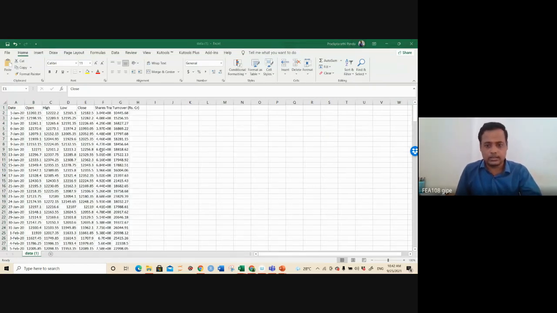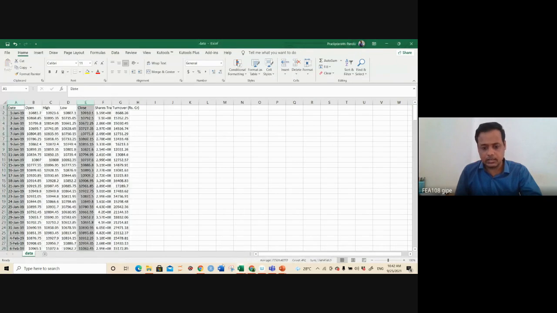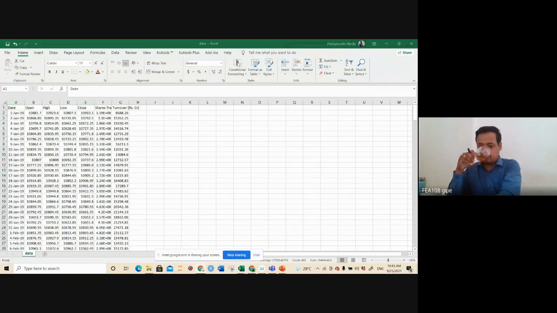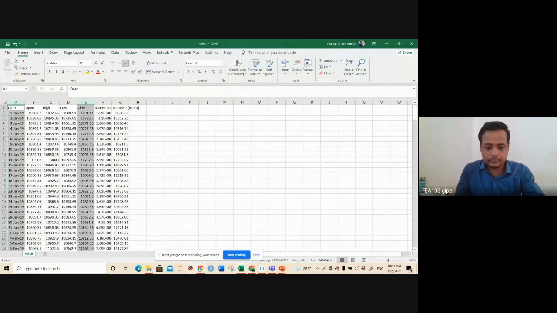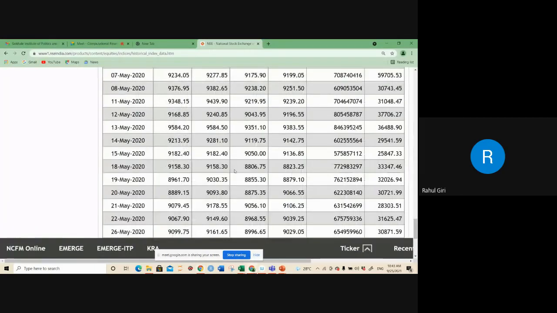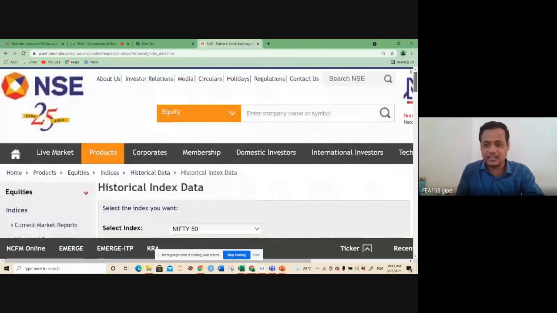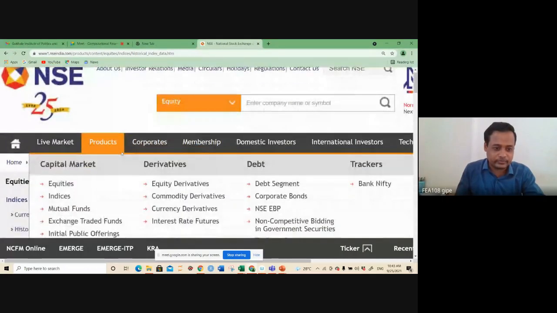Now you want stock price data. Which stock do you want to measure the impact on? Anyone? Neil? Let's do it for Reliance. Yeah, Reliance has given good returns.